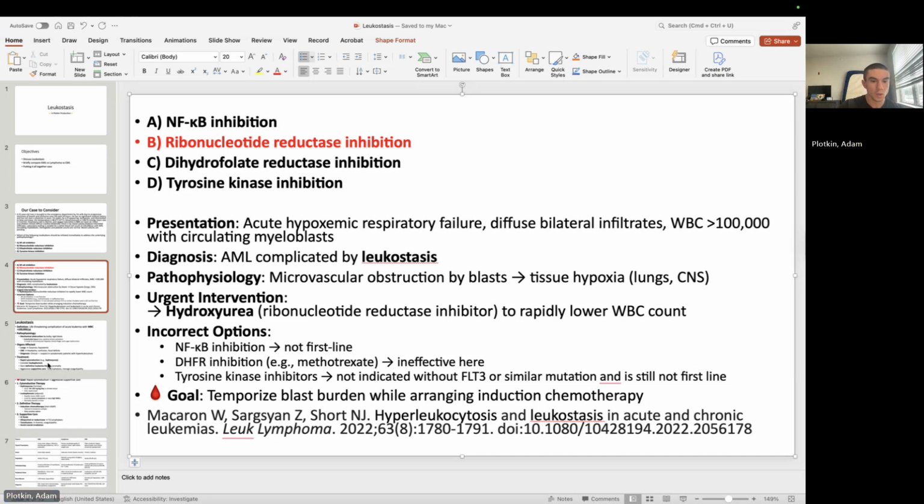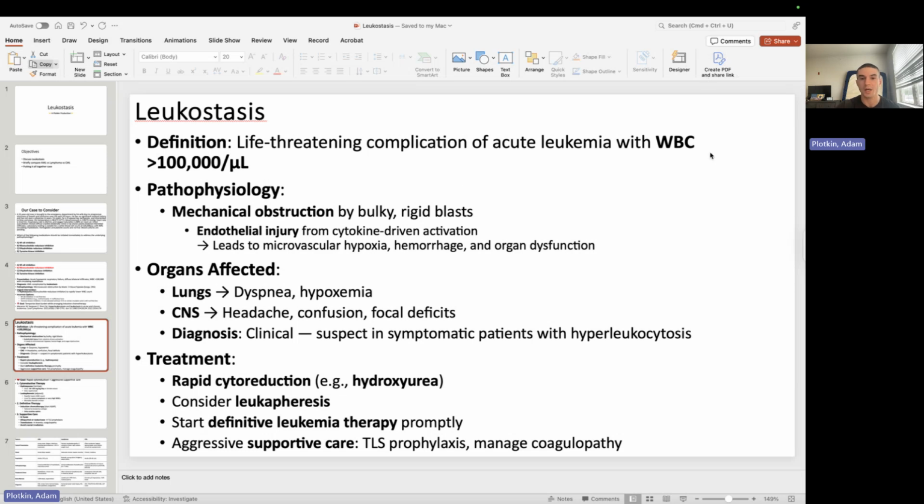So leukostasis, again, definition: a life-threatening complication of acute leukemia with a white blood cell count over 100,000. Again, it's mechanical obstruction by these bulky, rigid blasts. We get endothelial injury from cytokine-driven activation. It leads to microvascular hypoxia, hemorrhage, and organ dysfunction. Classically, the lungs and the CNS are impacted, so you'll see bilateral interstitial infiltrates on the chest x-ray, and the patient could have headache, confusion, and focal deficit.